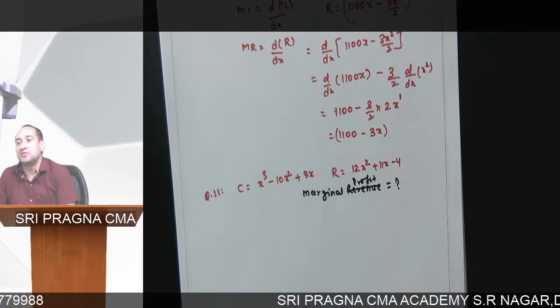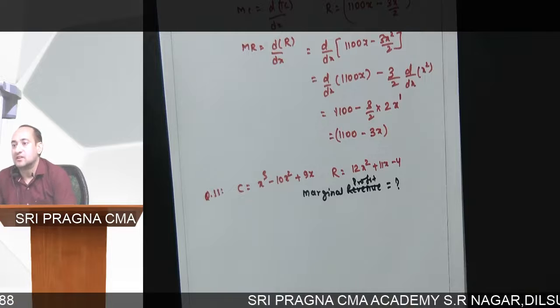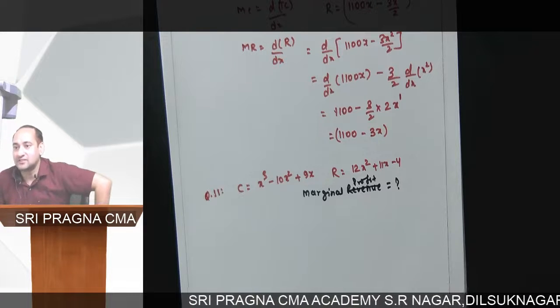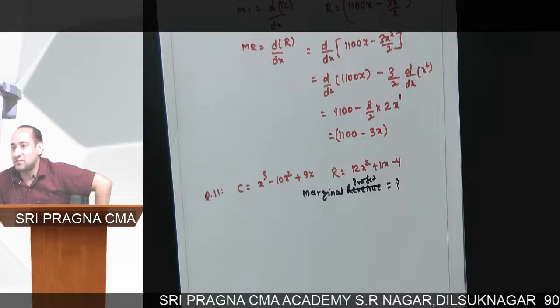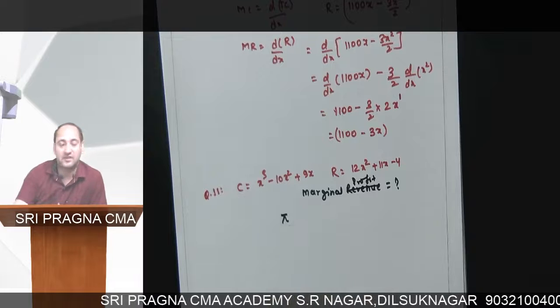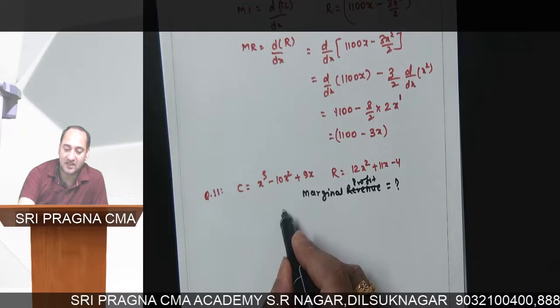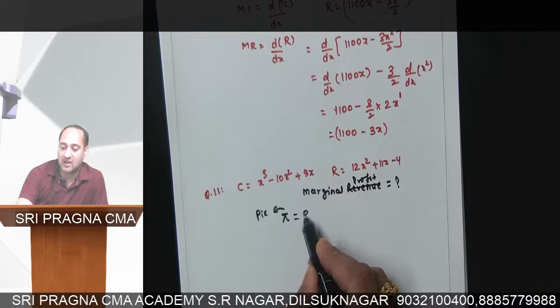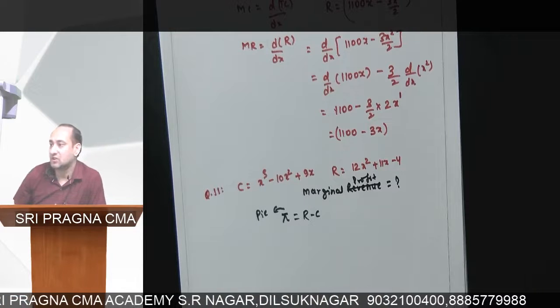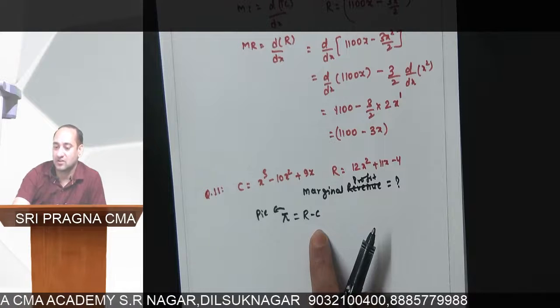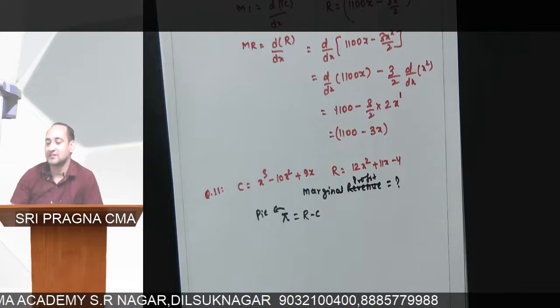So profit is equal to what? Revenue minus cost, that is the profit. Here we represent the profit by pi. Pi is the symbol, we read it as pi. Pi is equal to R minus C, where R is the revenue minus cost. Now they are asking for the marginal.